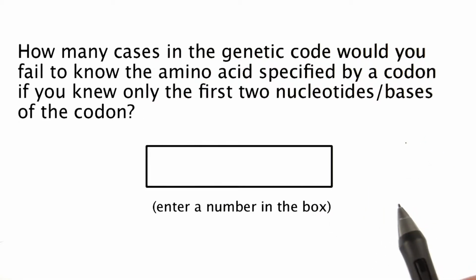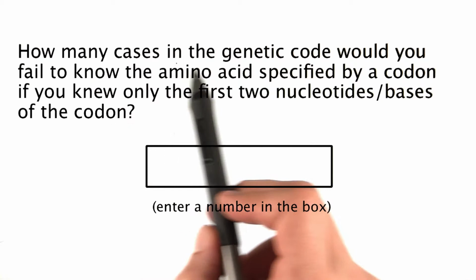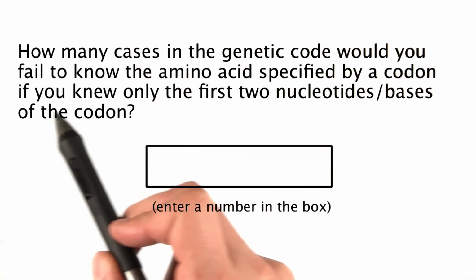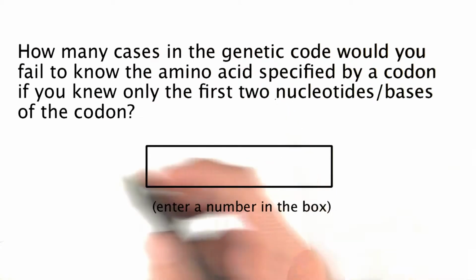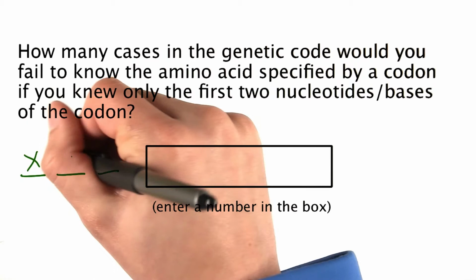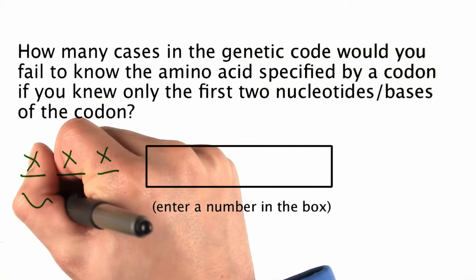All right, this is a tough question if you're not sure how to structure or approach it. We want to know how many cases in the genetic code would you fail to know the amino acid specified by a codon if you knew only the first two nucleotides. We know that a codon is made up of 3 individual letters. We'll just put X in here now to show that this is what a codon is.